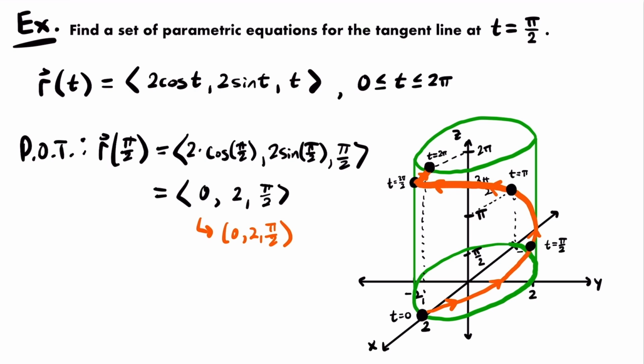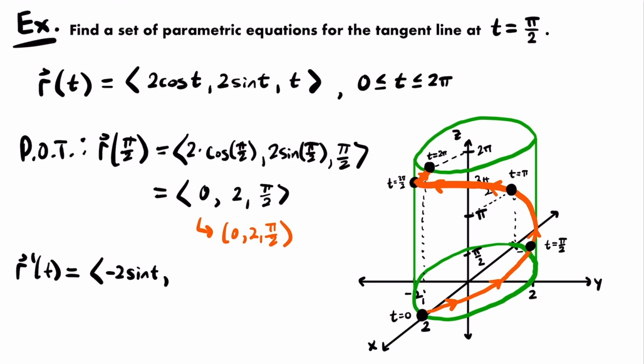So let's take the derivative here. R prime of t will be equal to the derivative of 2 times cosine t. The derivative of cosine is negative sine, so we'll have negative 2 times sine t. Then we want to take the derivative of 2 times sine t.